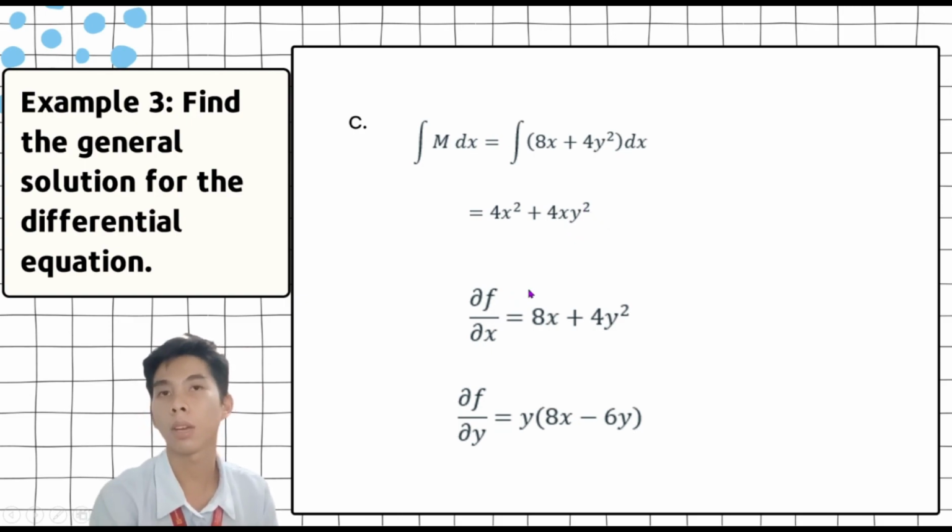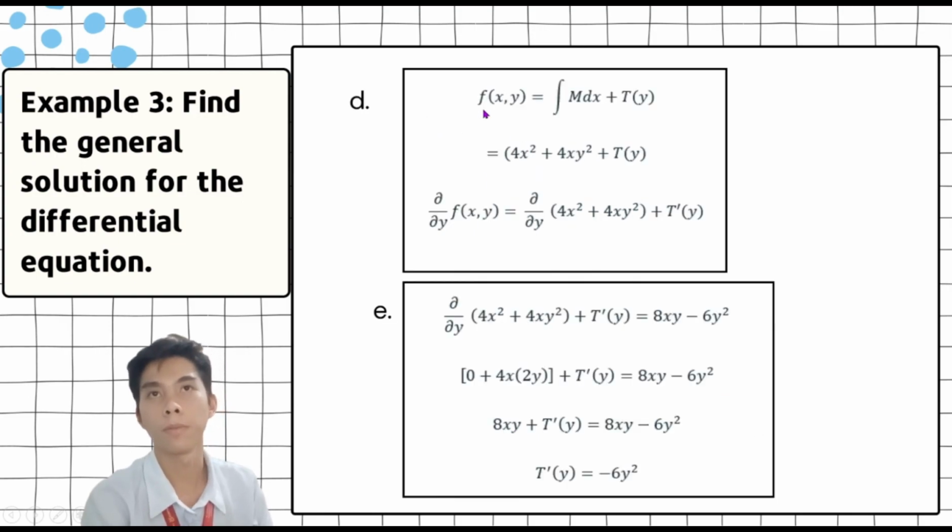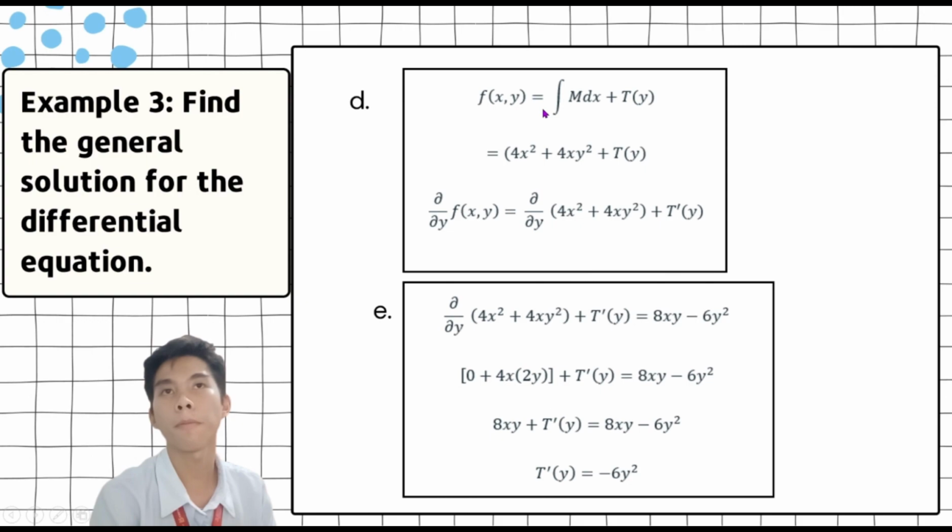So now we need to identify the value of the partial derivative of our function in terms of x and in terms of y. In terms of x, it has the same value as our M dx, and in terms of y, it has the same value as our N dy. So fourth step, f of xy is equal to the integral of M dx plus t of y, which is equal to 4x squared plus 4xy squared plus t of y.